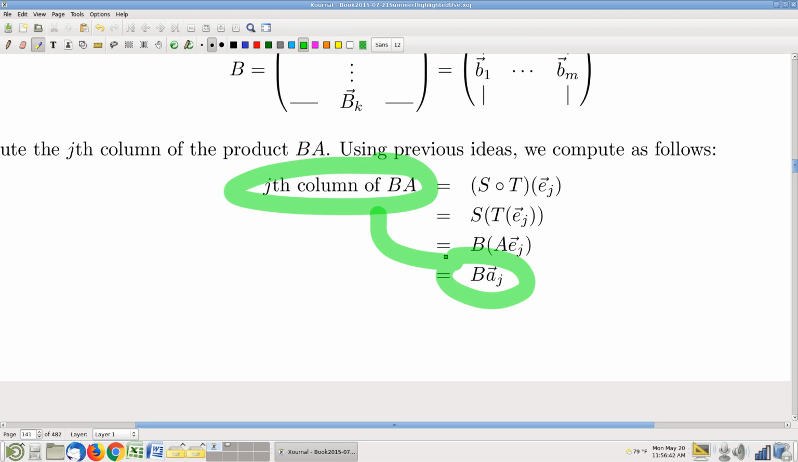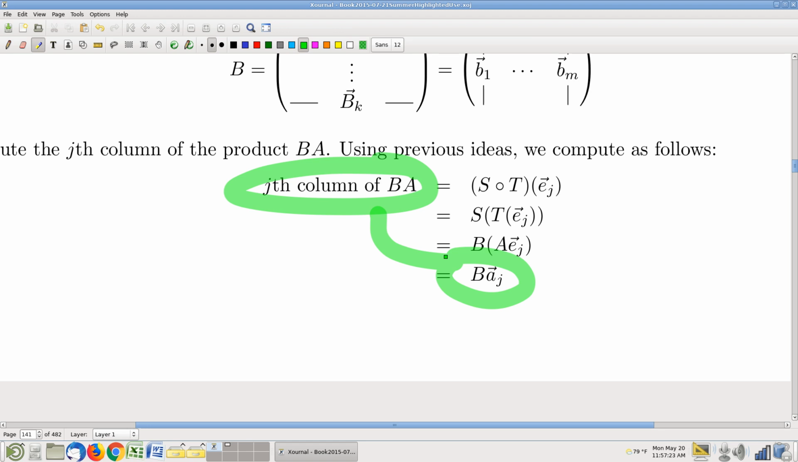Now let me remind you, what do we know about how to multiply a matrix times a vector? We had a couple different ways you can think about it. One way is that this matrix-vector product says we're going to take a linear combination of the columns of B, where we use this vector as our coefficients. Let me say it a little bit differently. We're going to take a linear combination of the columns of the left matrix in our product, where we use a column of the right matrix as our coefficients.